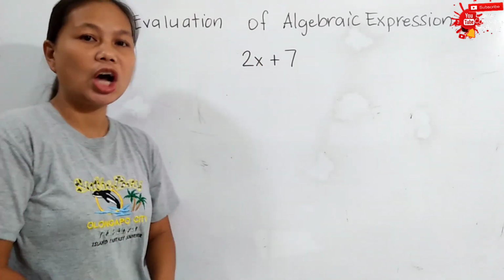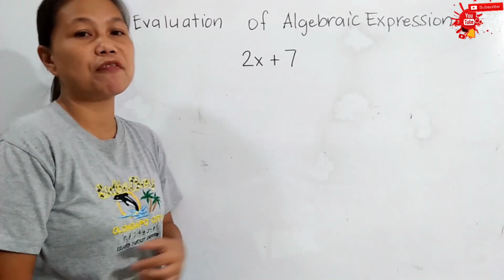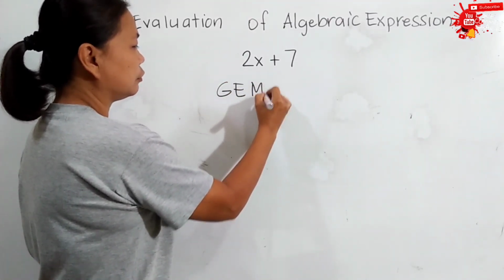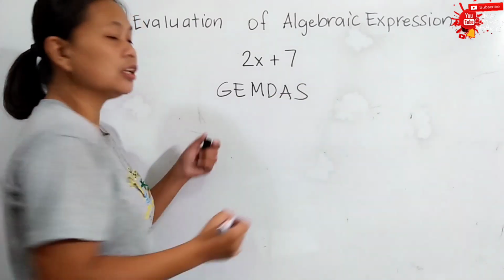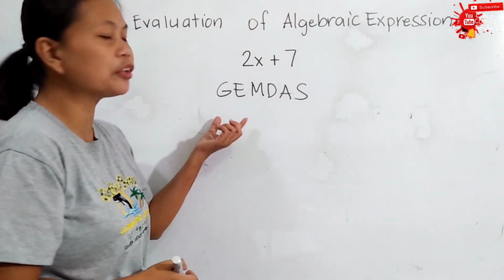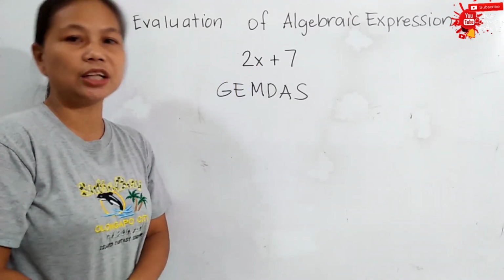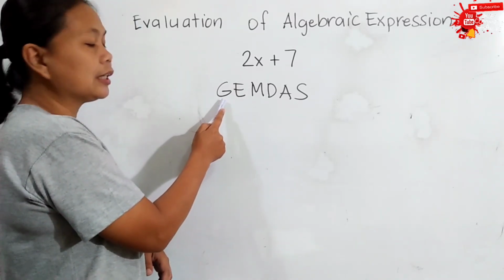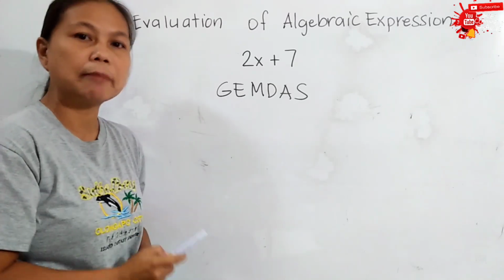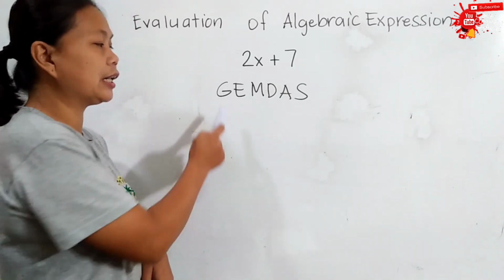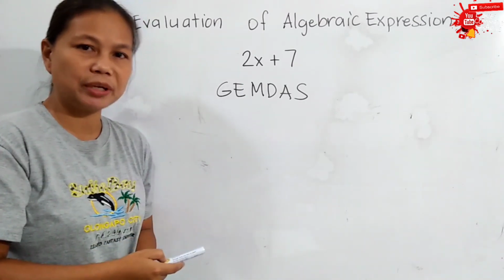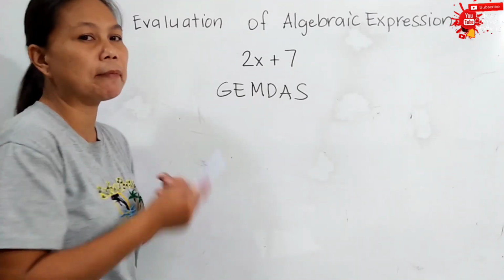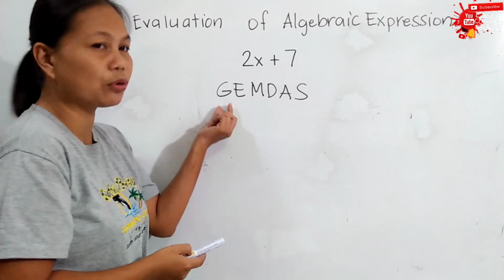But first, let us review these steps in simplifying a mathematical statement using the GEMDAS rule. Okay? So do not forget this GEMDAS rule because we're going to use it when we evaluate an algebraic expression. So what do we mean by GEMDAS? For letter G, it means group. So it means that we will simplify all the mathematical statements inside a grouping symbol. And what are these grouping symbols? We have the parentheses, bracket, or braces. So we will simplify first those statements inside this grouping symbol.